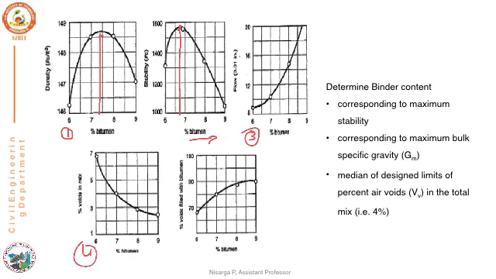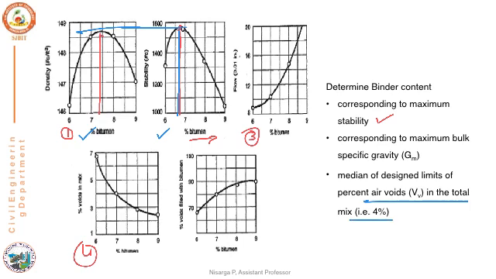The fourth graph we need to plot is bitumen content versus voids in the bituminous mix. Similarly, percentage of bitumen versus the voids filled with bitumen. So what are all the bitumen contents we have to determine? The first is the binder content corresponding to the maximum value. Where you get the maximum stability, at almost the same point your density will also be high. So first find out the bitumen content corresponding to the maximum stability, find out the bitumen content corresponding to the maximum density, and also find out the bitumen content corresponding to 4% air void.